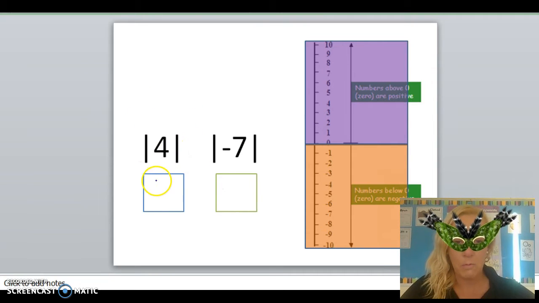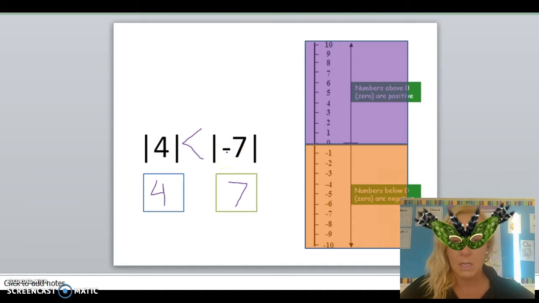The absolute value of 4 is 4. The absolute value of negative 7 is 7. 4 is less than 7. Therefore, the absolute value of 4 is less than the absolute value of negative 7.